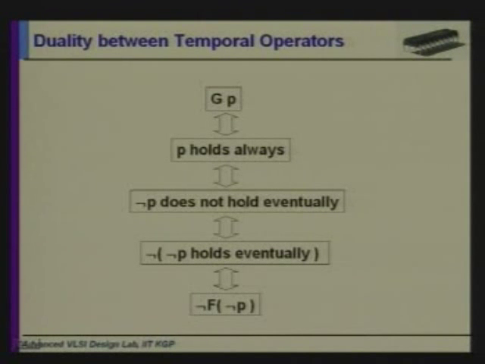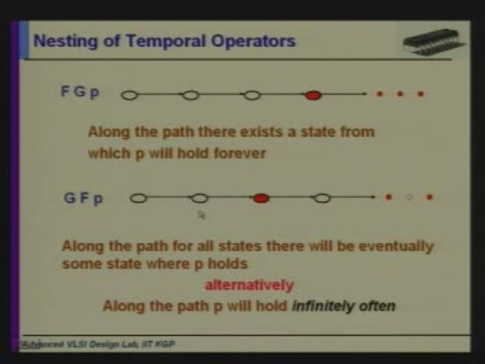Now this is the duality between G and F. G p means p holds always, that means not p does not hold eventually, and we can do the reasoning. Now we can have nesting of these temporal properties. As we have seen, G p means p holds globally. Now what does F G p mean? Future means from this state we have a future state along this path, from where p holds globally. So this is like this.